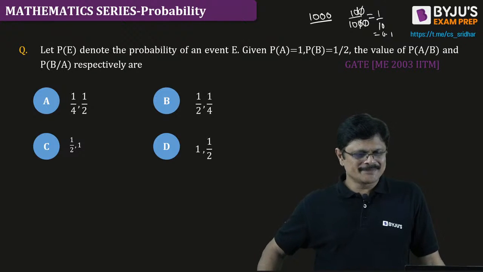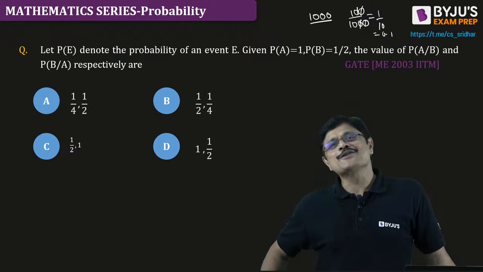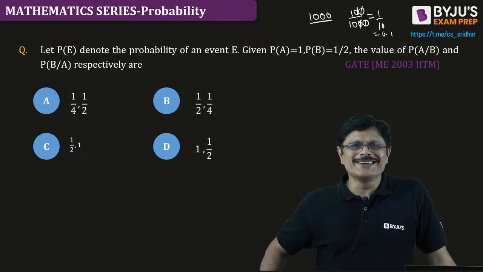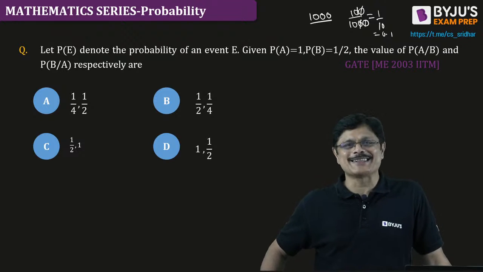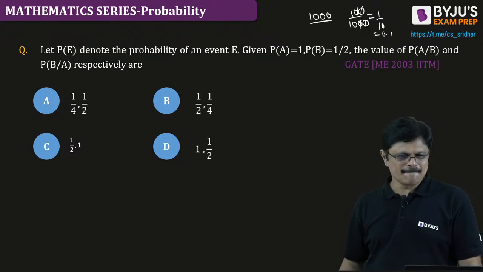Am I clear? 100 is included. If it is excluded, then it is 99 by 1000. If it is included, then this difference. Got it? What is the answer for this?